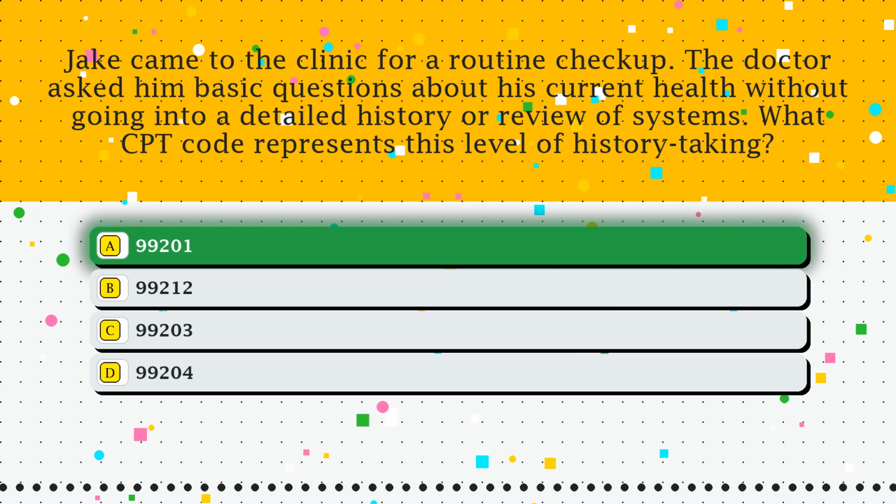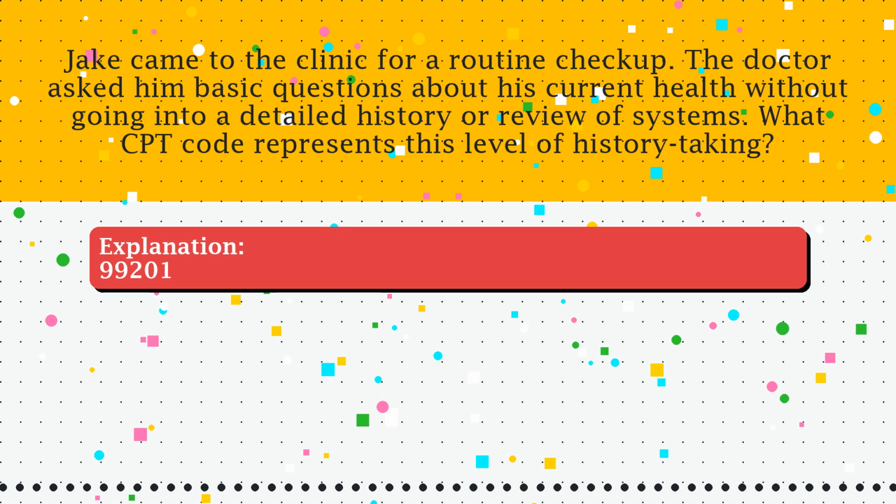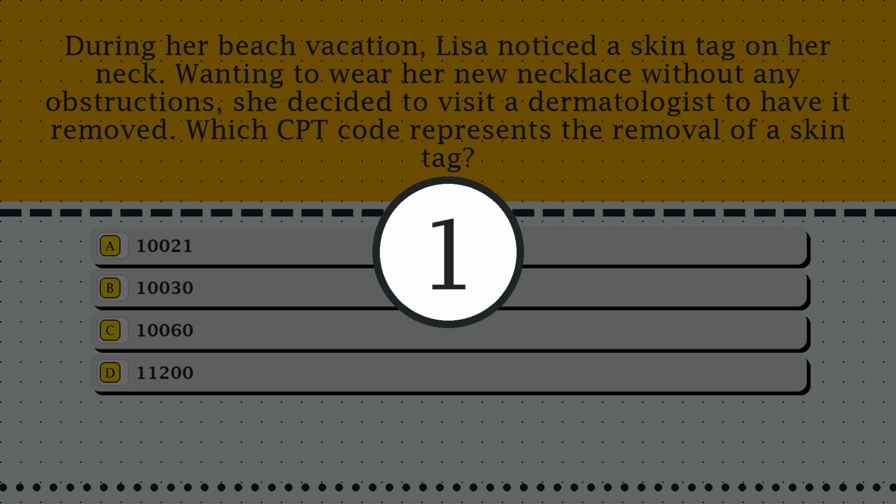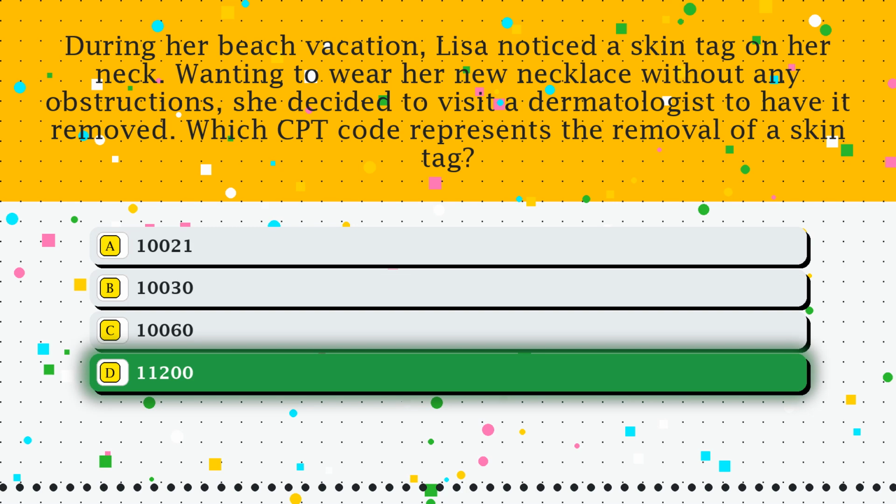The correct answer is option A, 99,201. Question 266. During her beach vacation, Lisa noticed a skin tag on her neck. Wanting to wear her new necklace without any obstructions, she decided to visit a dermatologist to have it removed. Which CPT code represents the removal of a skin tag? Option A, 10,021. Option B, 10,030. Option C, 10,060. Option D, 11,200. The correct answer is option D, 11,200.